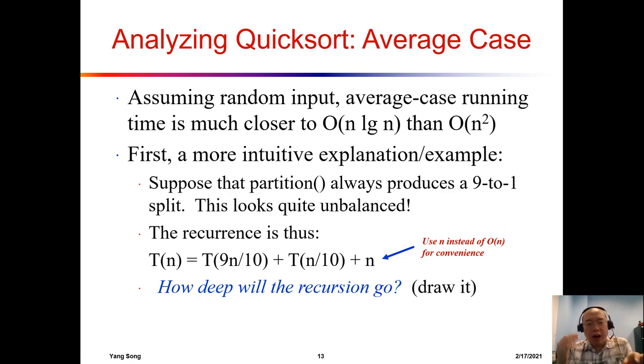If we always have the 90% to 10% partition, what will T(n) be? T(n) equals T(90% of n), plus T(10% of n), plus n itself. And by the way, what is that n? That is for the partition itself. For the partition algorithm, we always have a cost of n. In this case, I just want to make it easier, so I'm assuming that the cost is simply n. So how do we draw the tree structure of the partition?